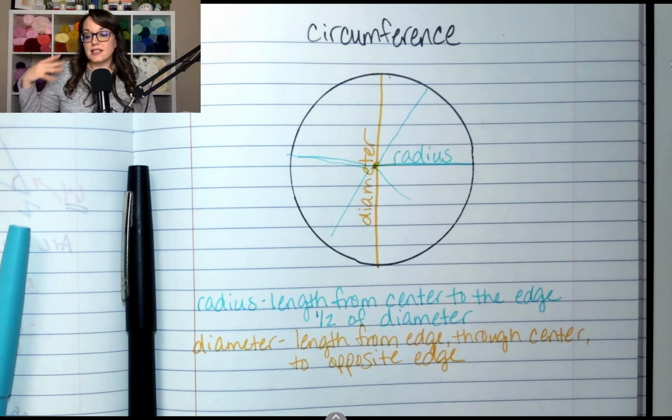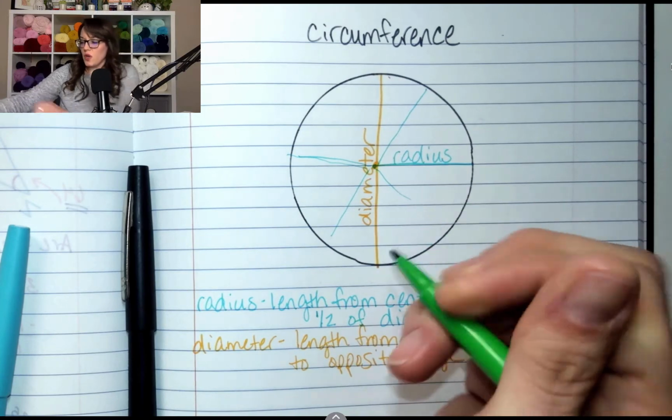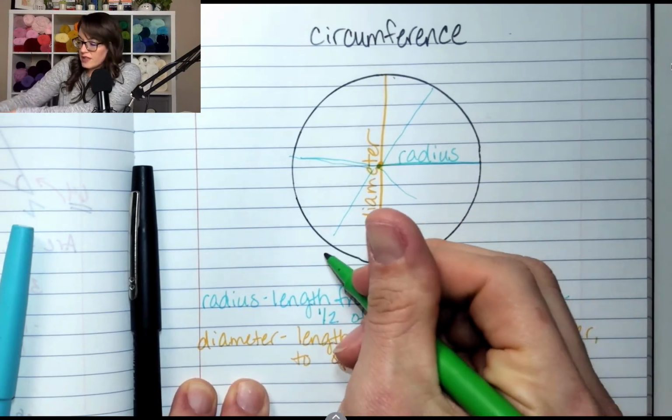Now the lesson is circumference. And circumference is the perimeter of a circle. So when we have a polygon, we call it perimeter. So around a rectangle, around a square, around a triangle, we call those perimeter. When we want to know the distance around a circle, we call that circumference.